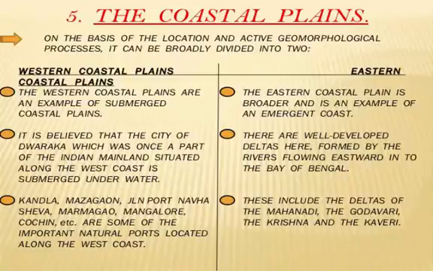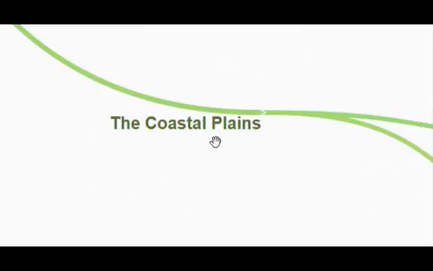And then on the eastern side, there are well developed deltas formed by the rivers flowing eastwards into the Bay of Bengal. Deltas are nothing but small landforms which are formed at the mouth of the river when they touch the sea or ocean. Kandla, Mazagaon, Jawaharlal Nehru Port, Nhava Sheva, Marmagao, Mangalore, Cochin Port are some of the important natural ports located along the west coast. Now on the eastern side, these include the deltas of the Mahanadi, the Godavari, Krishna and the Kaveri. So with this we have come to an end of another topic, the coastal plains.